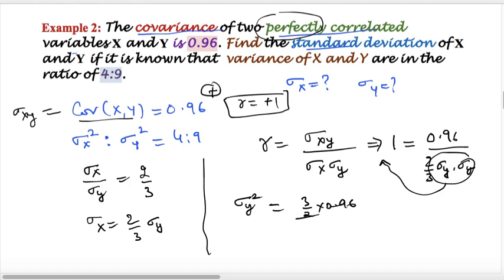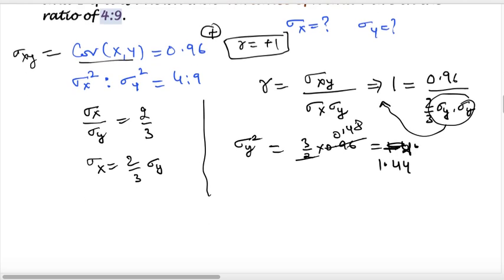So when we simplify, this will be 1.44. So that is a 1.44 value for sigma y square. So sigma y is equal to the positive square root of 1.44, which is equal to 1.2. So we got sigma y is equal to 1.2.